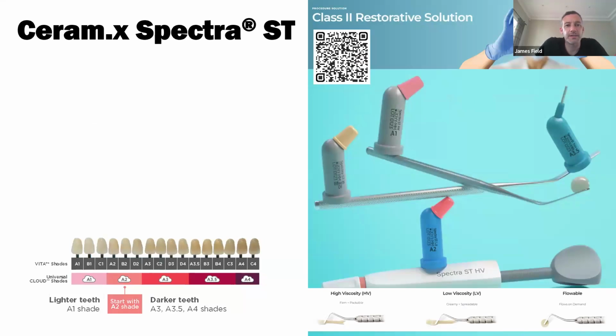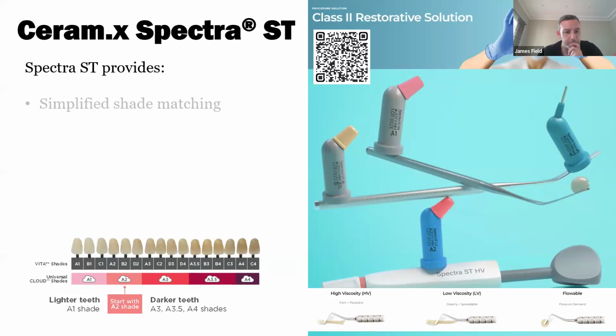If we're looking at the Spectra ST family itself, I've put a little QR code here to take you to the website. And if you don't use these already, again, very intuitive family of materials, but also employing the cloud shade system, which is really interesting and very useful to save you having to stock a huge number of different shades, which largely, inevitably, you won't use all of them all of the time. So you've got a simplified shade matching approach.